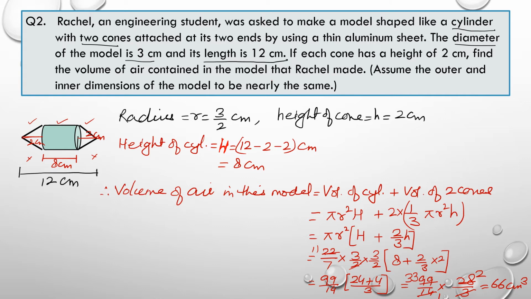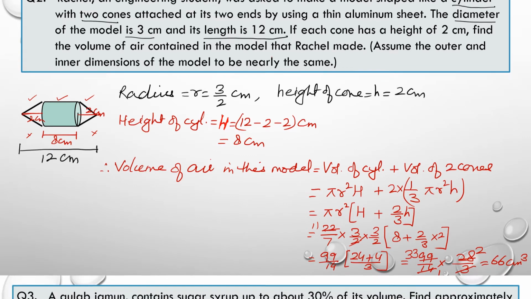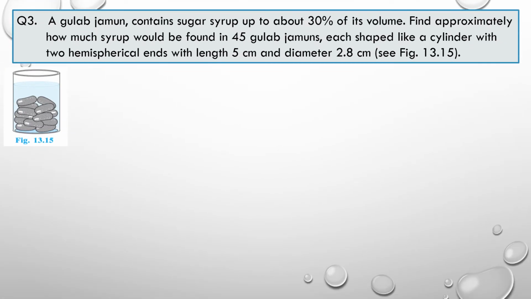Now we'll do question number 3. Question number 3: a gulab jamun contains sugar syrup up to about 30% of its volume. In one gulab jamun, the sugar syrup is 30% of its volume. That is, of the volume of one gulab jamun, 30% of that is the sugar syrup.